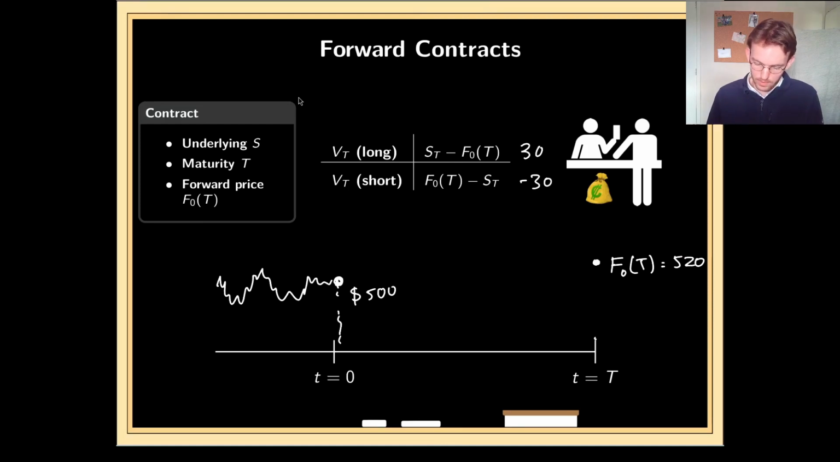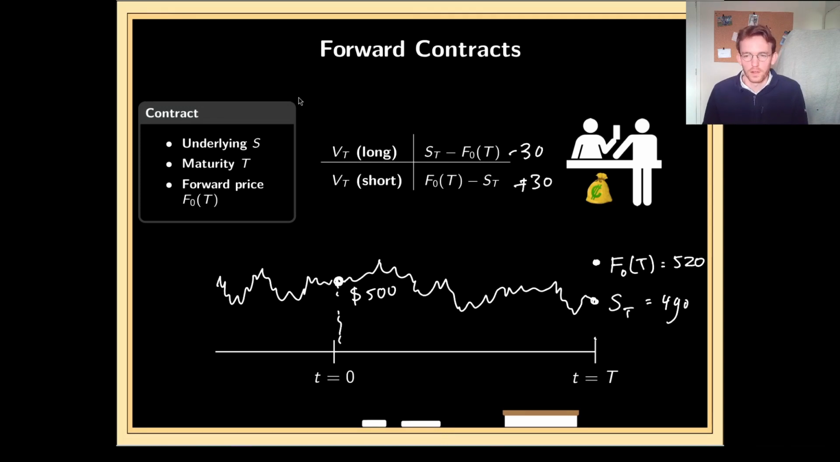In the other scenario, the spot price of the stock, the Facebook stock, could fall below the forward price, and in that case, let's say it ends up at $490. In that case, I have a loss of minus 30, whereas the short position has a gain of $30.